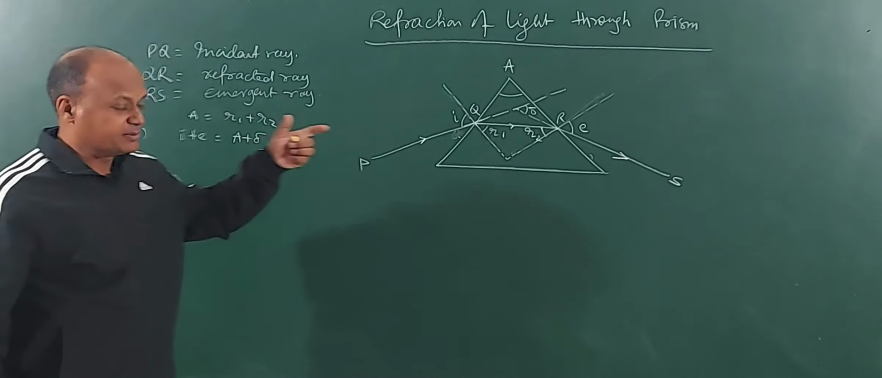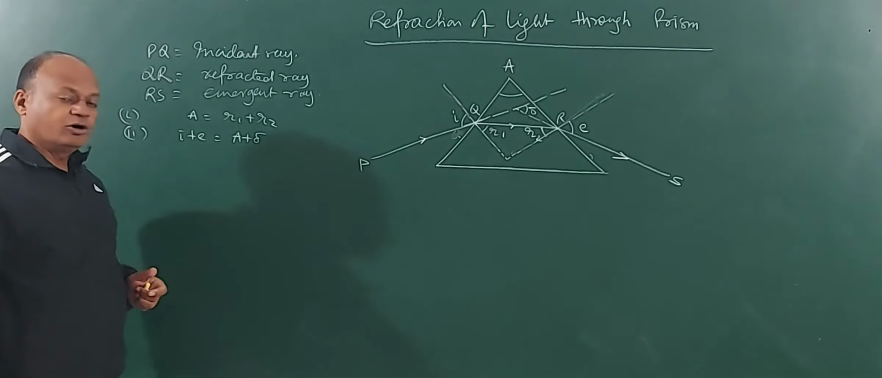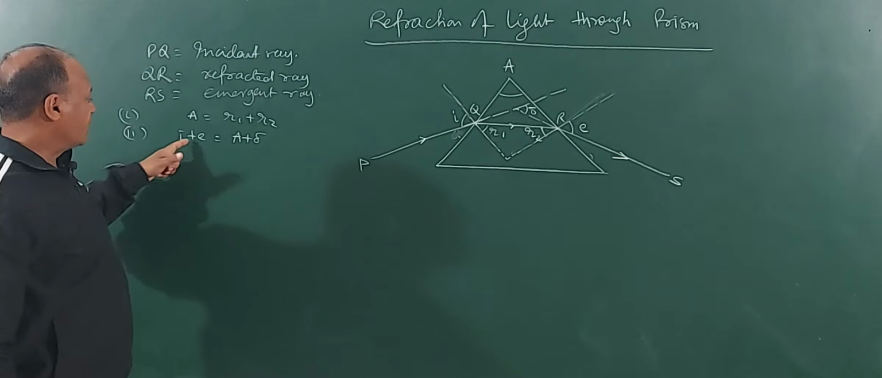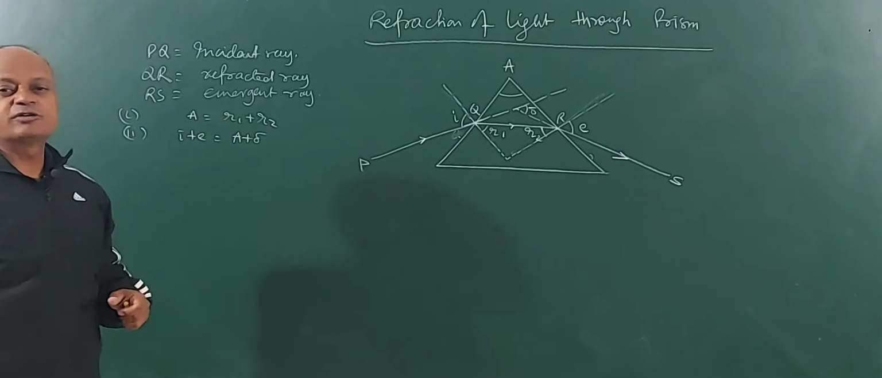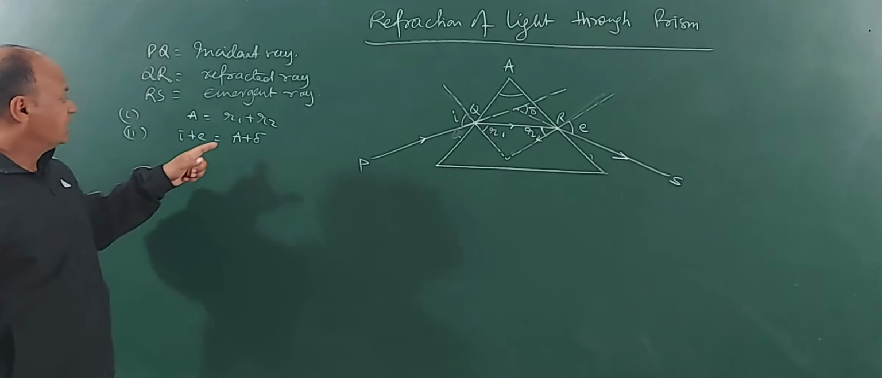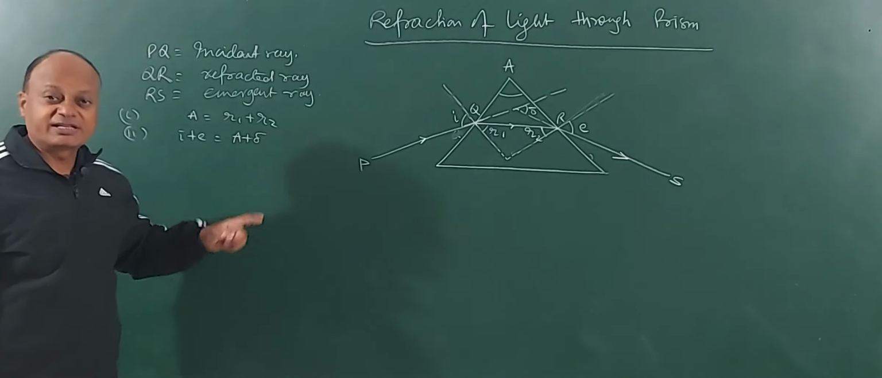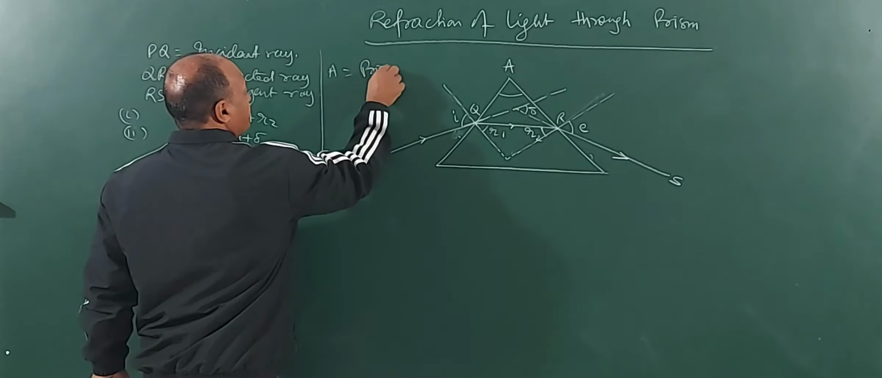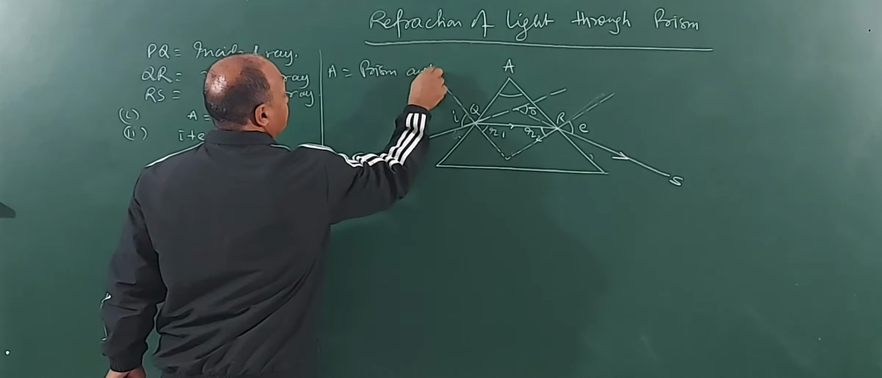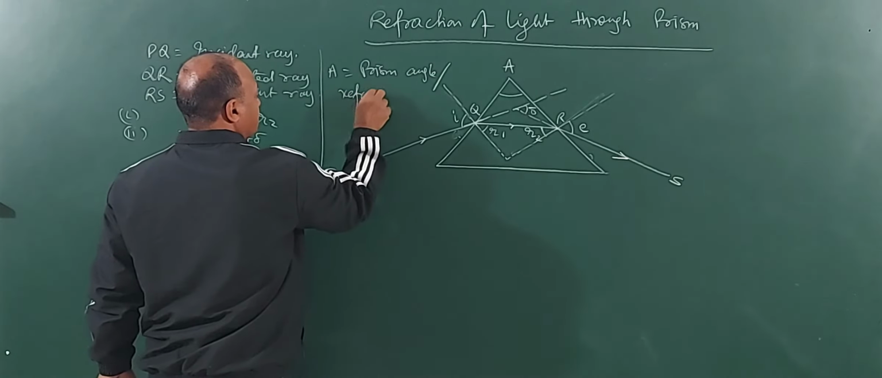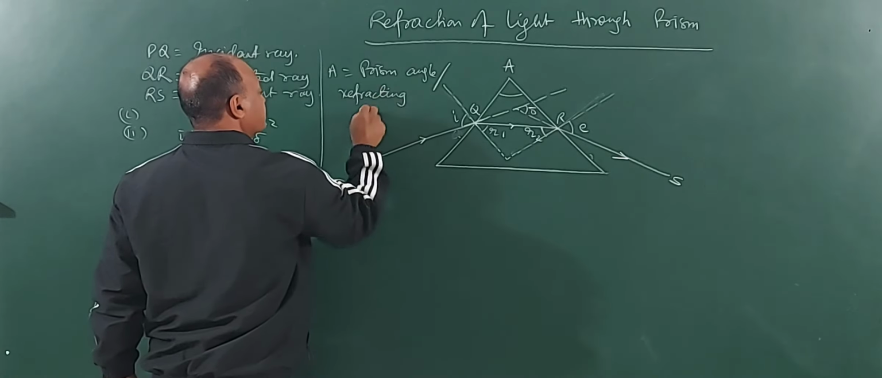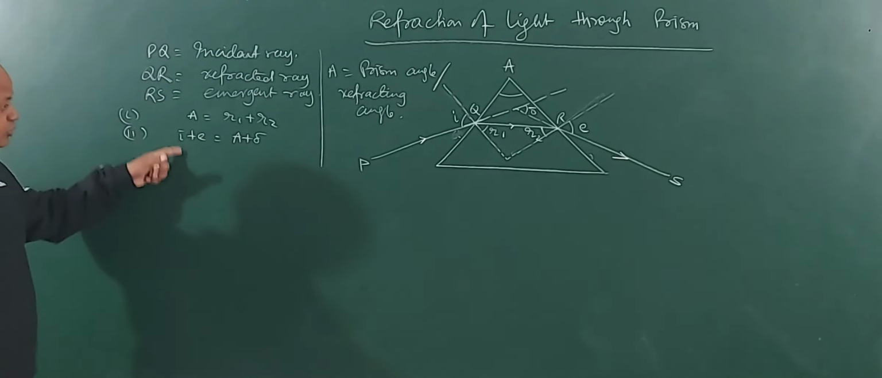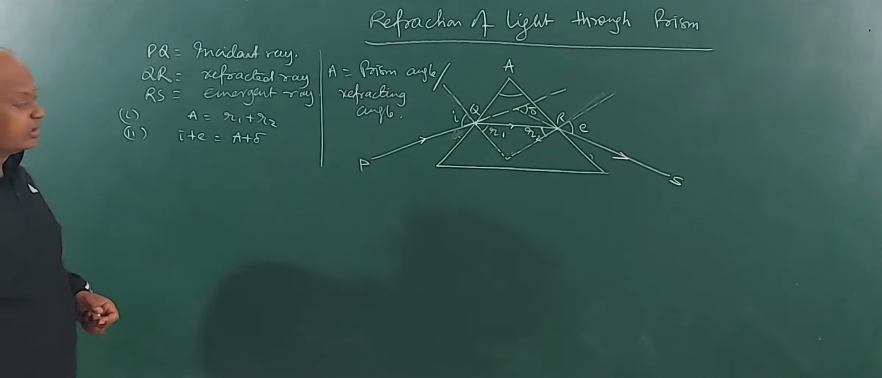Whenever light is refracted through the prism, these two will always be followed. Prism angle is equal to the sum of angles of refraction at the two surfaces, and I plus E, the sum of angles of incidence and emergence, is equal to the sum of the prism angle and the deviation. A is also called the refracting angle. Let here A be called the prism angle, also called the refracting angle. Okay, so these two rules will be followed. You will get to prove these two rules in the exam also. So let's see how we prove.